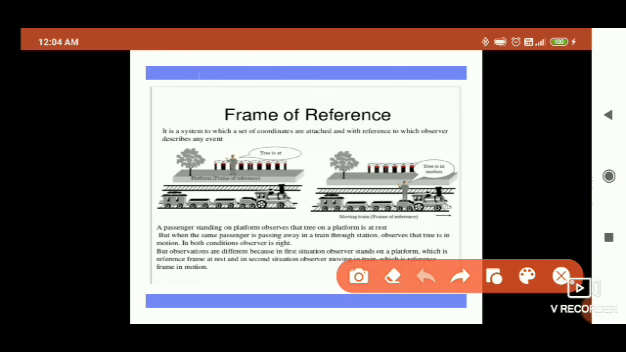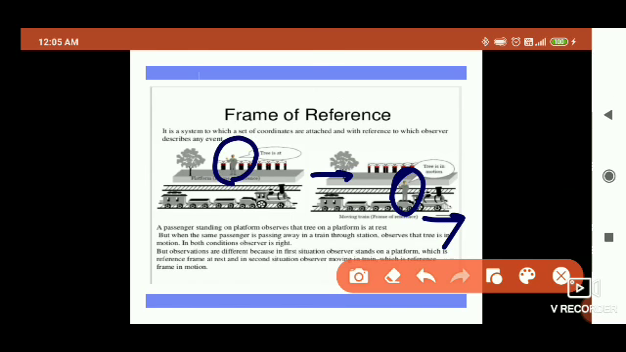A passenger standing on the platform observes that a tree on the platform is at rest. So for this passenger, the tree is at rest. But if the same passenger is on the train, he observes that the tree is in motion. Since the train is moving, he will observe that the tree is lagging behind. That means the tree is in motion. In both conditions, the observer is right.